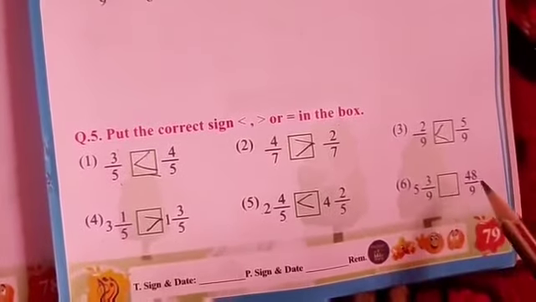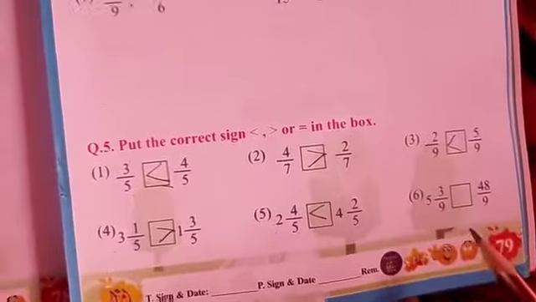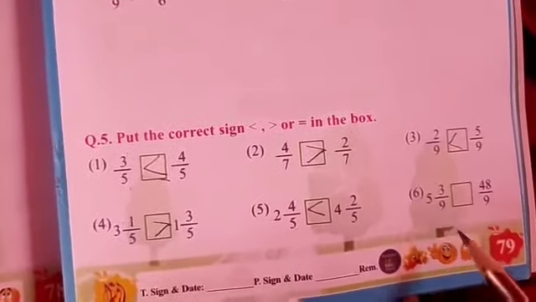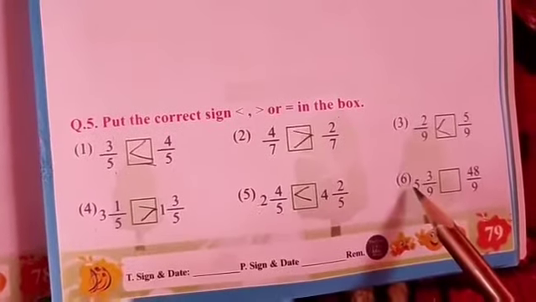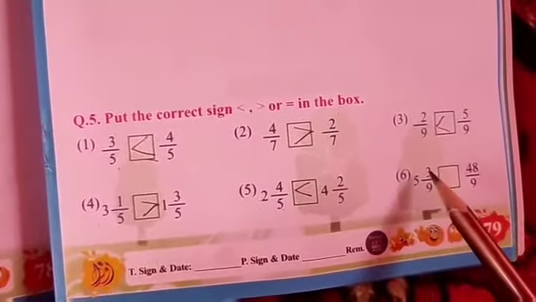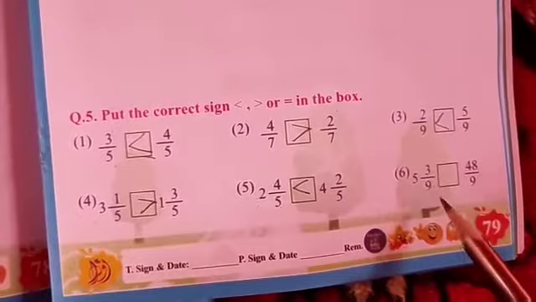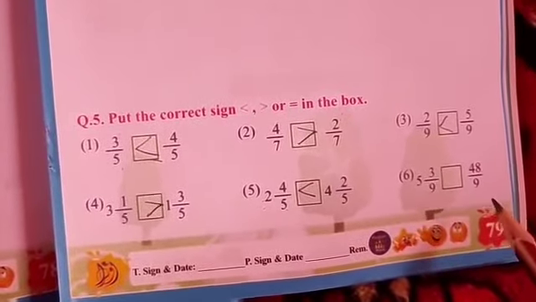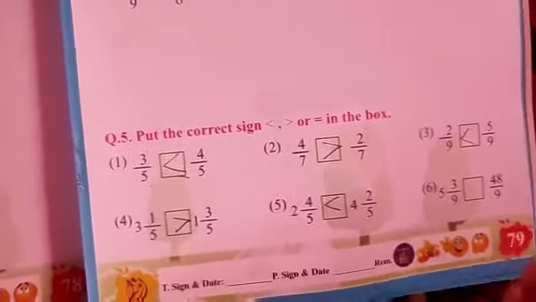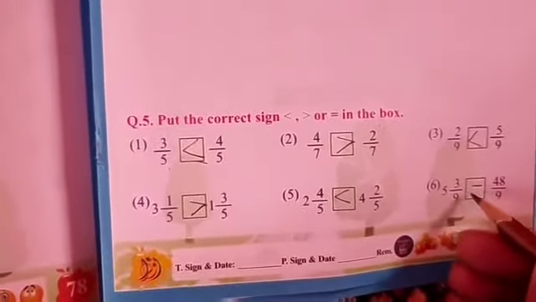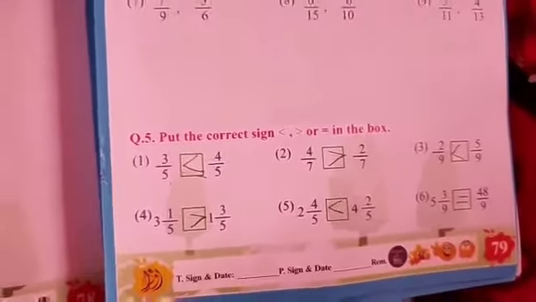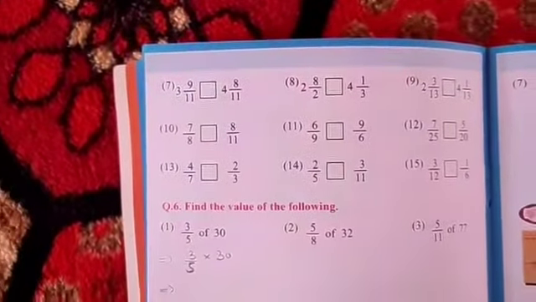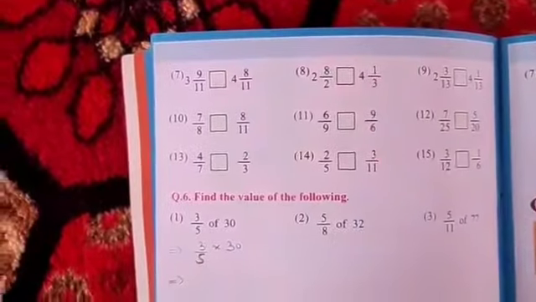This one is a mixed fraction and this is an improper fraction. First of all, we will change this one into an improper fraction. 9 times 5 is 45. 45 added to 3 is 48, so 48 upon 9. This one is also 48 upon 9. That means both fractions are equal. In our next part is 3 whole 9 upon 11 and 4 whole 8 upon 11.